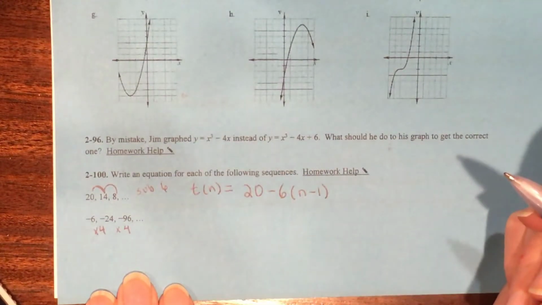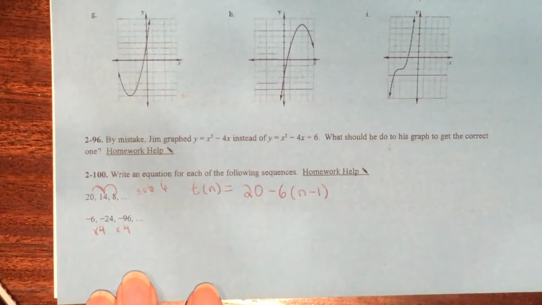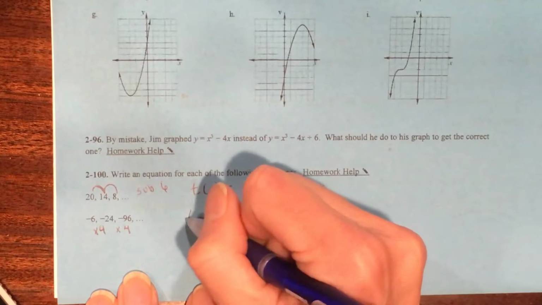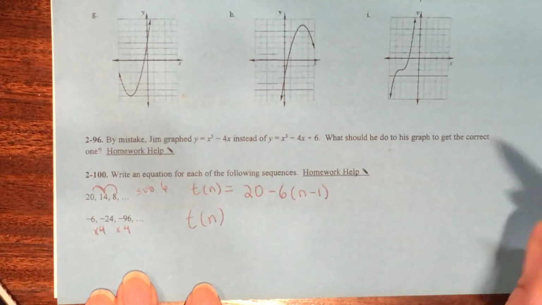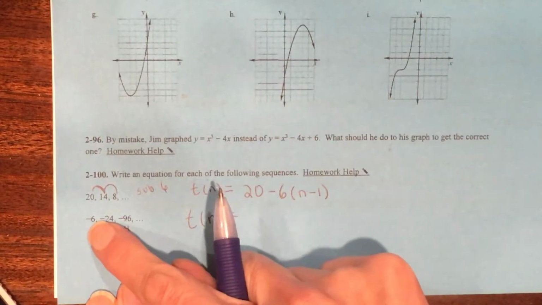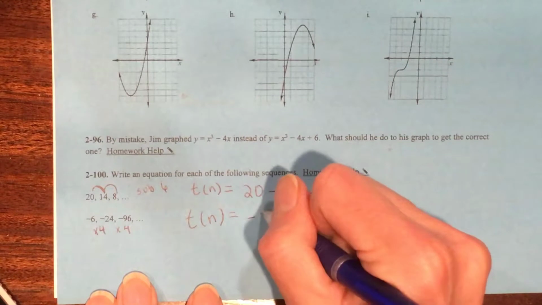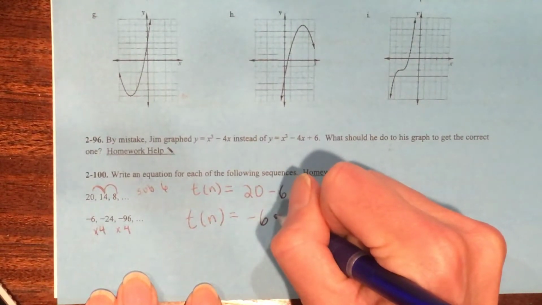So this is a slightly different function because I'm multiplying rather than adding or subtracting. I'm still going to write it as T of n equals because we use that when we do sequences, again, to show whole number inputs. And we still start with our starting number, negative 6. But now instead of adding or subtracting, we multiply. So times 4.